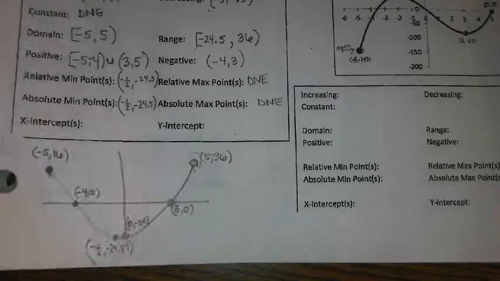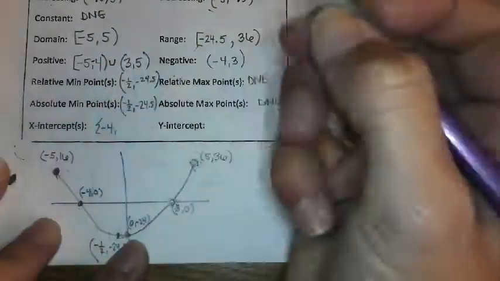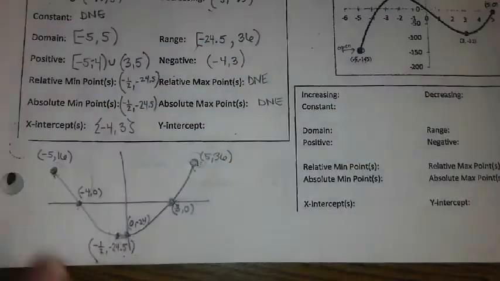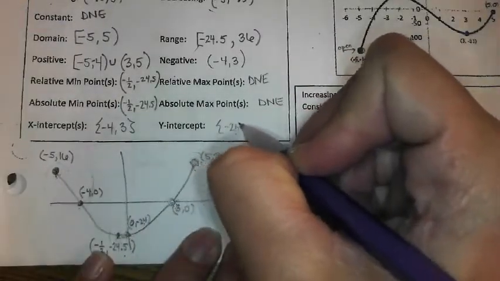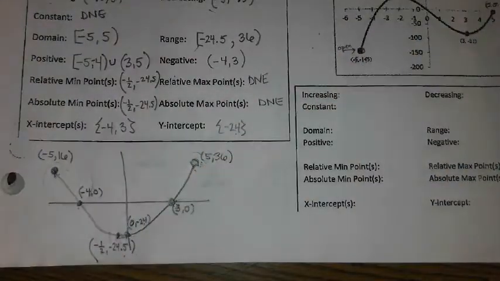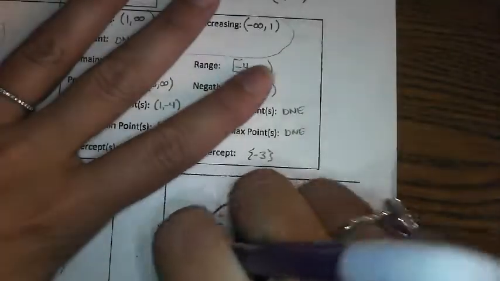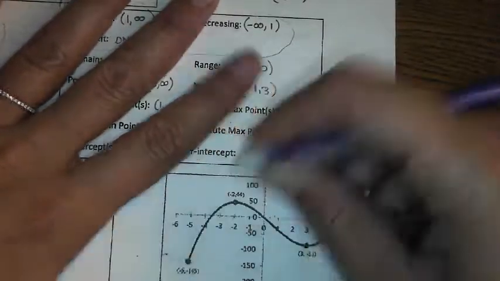X-intercepts here, -4 and 3, we're going to list them, so we use curly brackets. Interval notation doesn't apply there. And the y-intercept is just -24. Any questions there? Okay. Let's go to this next one.